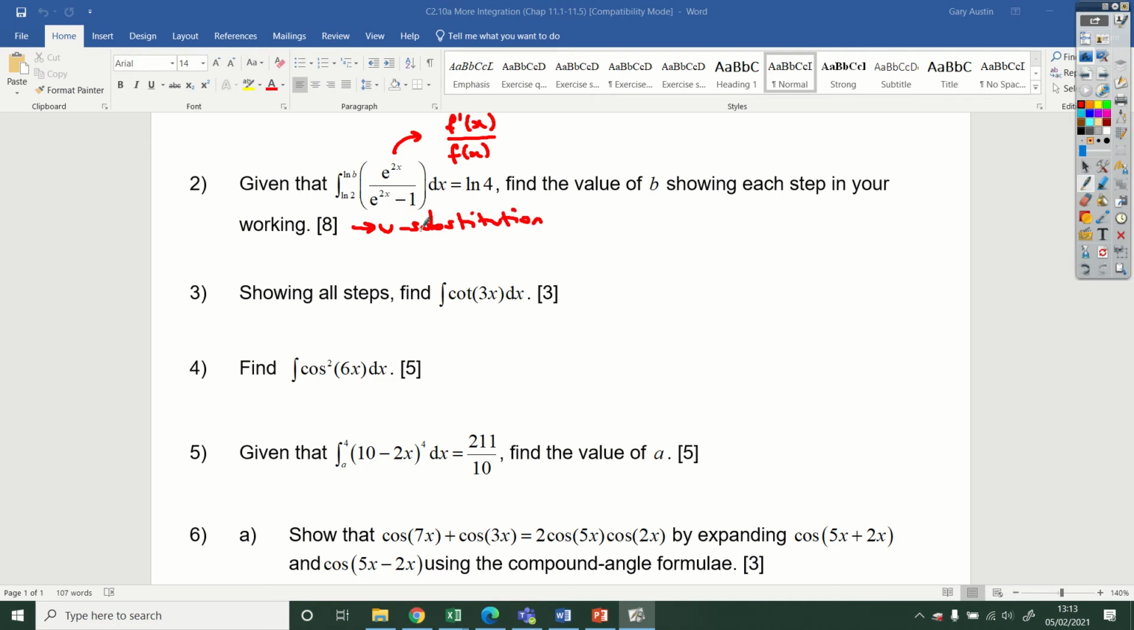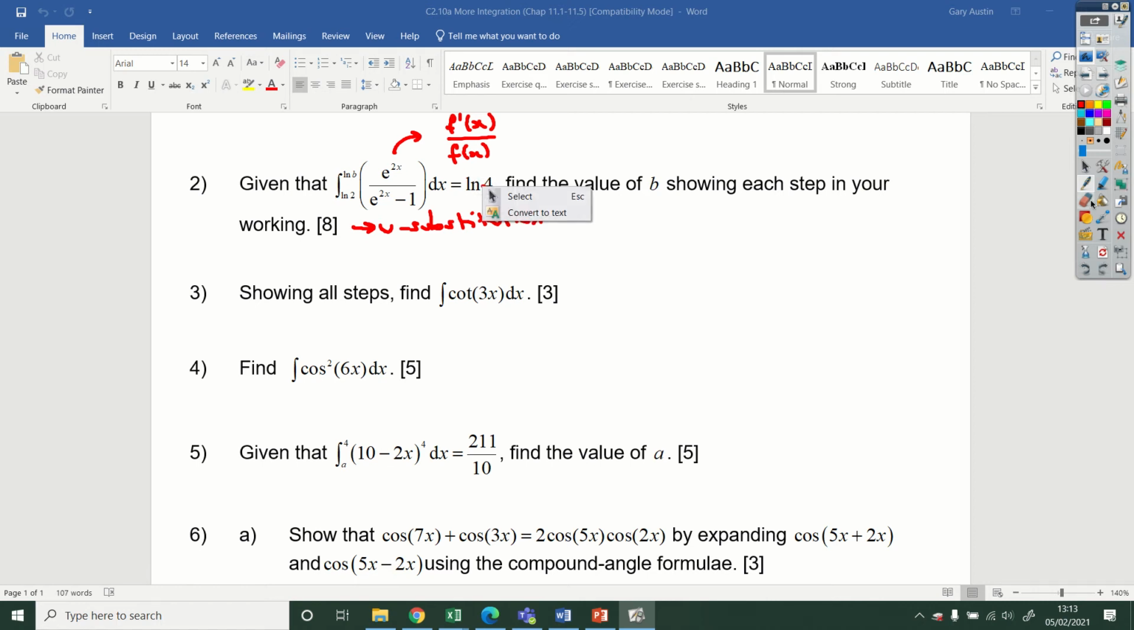Because that will give you enough working out lines for you to get full 8 marks, because if you just do it straight away, you're likely to lose marks in the real exam. So U substitution is probably the best way to go. I'll leave it to you to think about what you're going to make your U substitution. And then we're equating this definite integral to ln of 4.